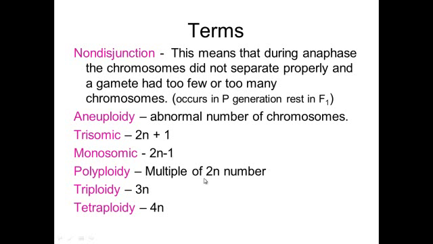Polyploidy means you have a multiple number of 2n. So you would have 2n, 4n, 8n. In mammals, polyploidies usually don't survive. In plants, they do. And there are quite a few plants that are triploidy with a 3n number, tetraploidy with a 4n number. For example, the big strawberries you get at the grocery store are tetraploidy. They have a 4n number.